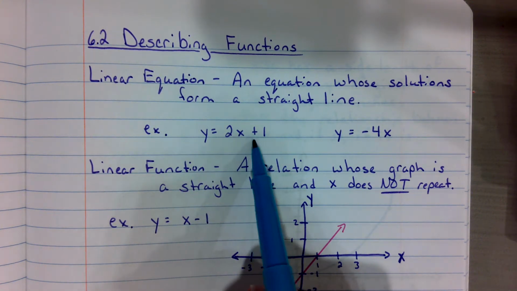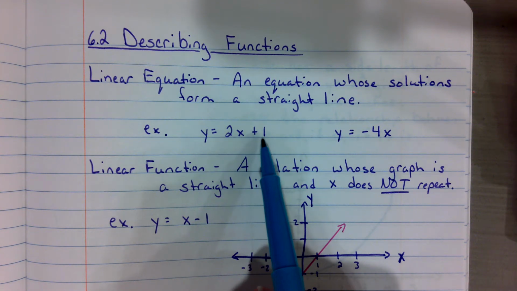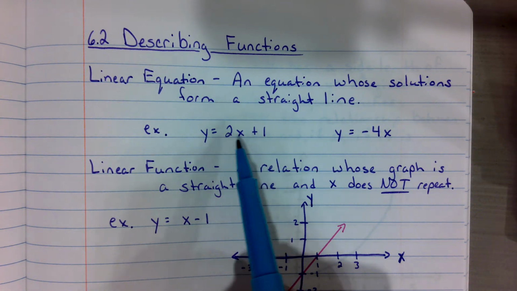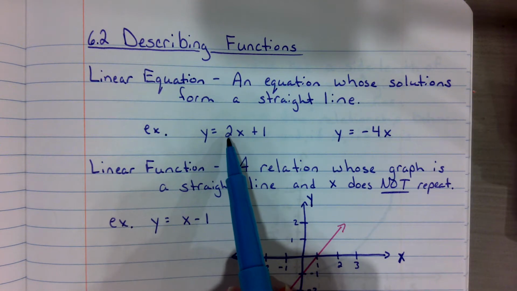So this plus 1, remember, tells me it's not going to go through the origin. It's going to go through where y is equal to 1. And then this is our slope. So it's going to rise 2 and then run 1.